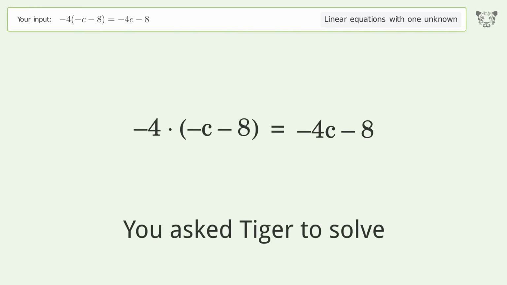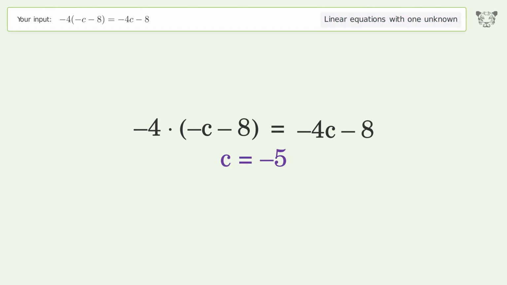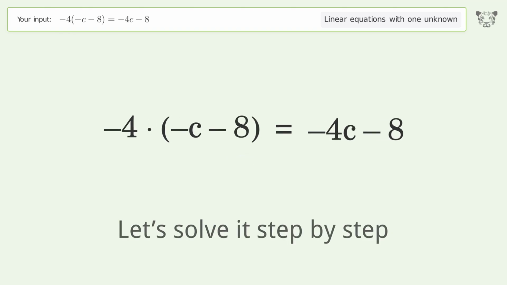You ask Tiger to solve. This deals with linear equations with one unknown. The final result is c equals -5. Let's solve it step by step.